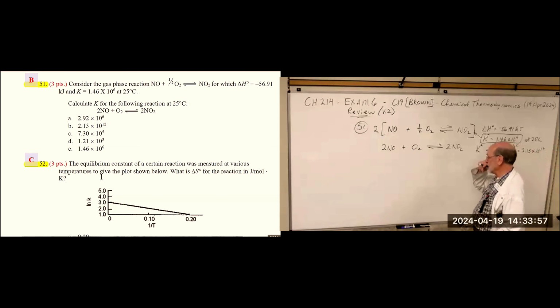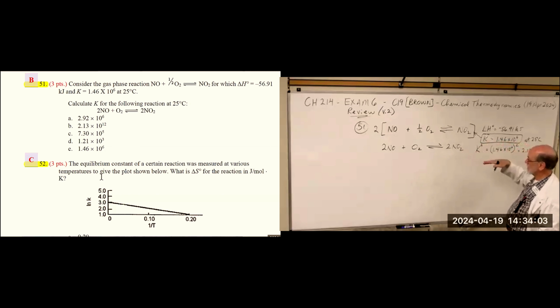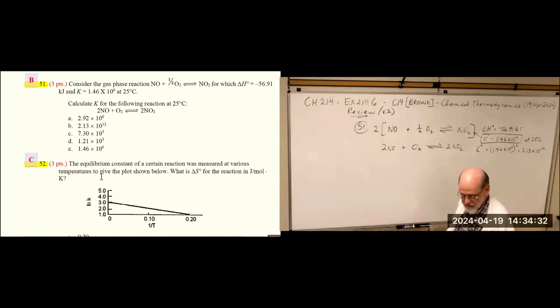When you multiply an equation by a whole number to get the next equation, the K associated with the next equation is that value to the power. If we took a half of it, then we'd say a half power, or the square root of it. This K is for that equation. There's a lot of information in there that you don't need, and it looks more complicated than it is.